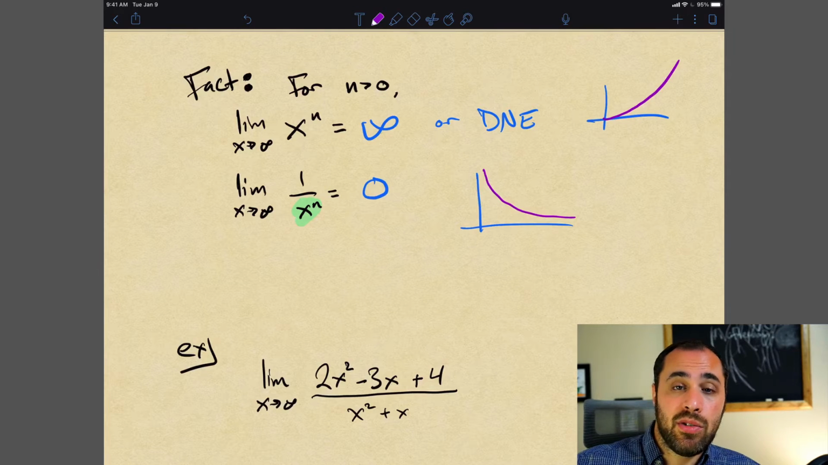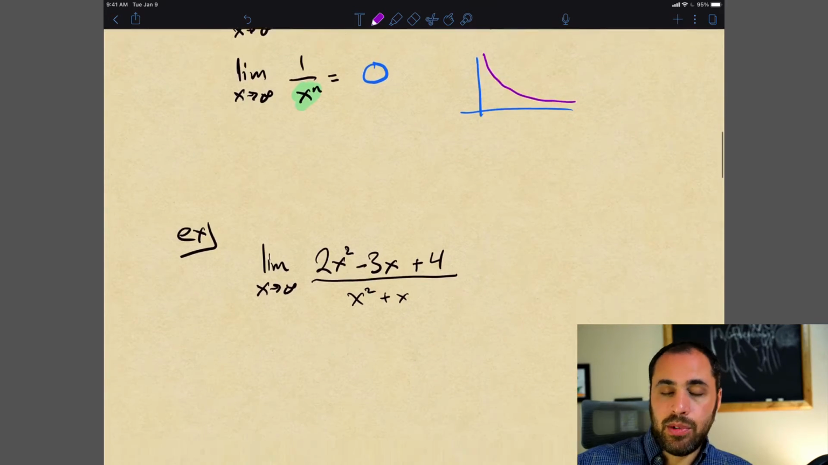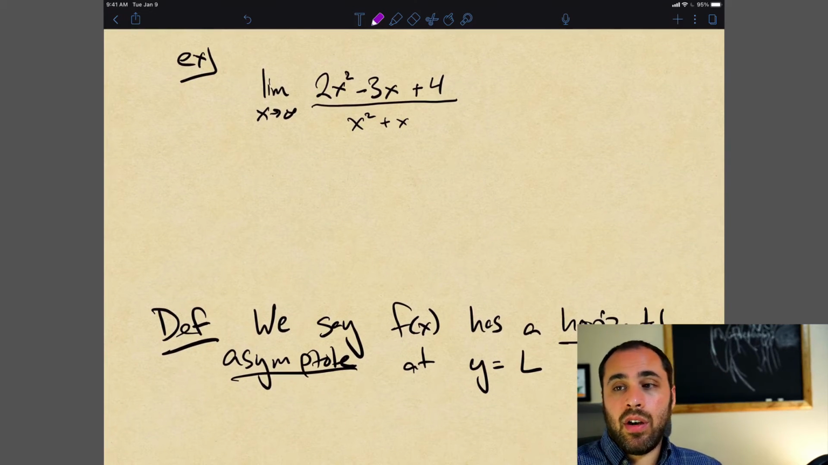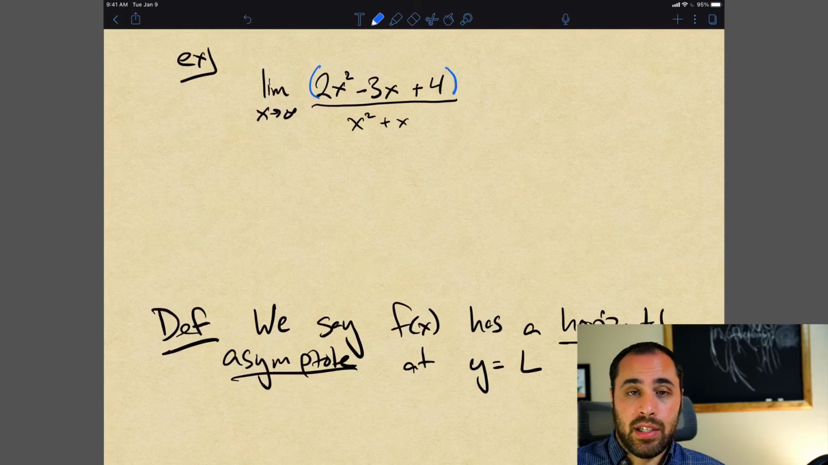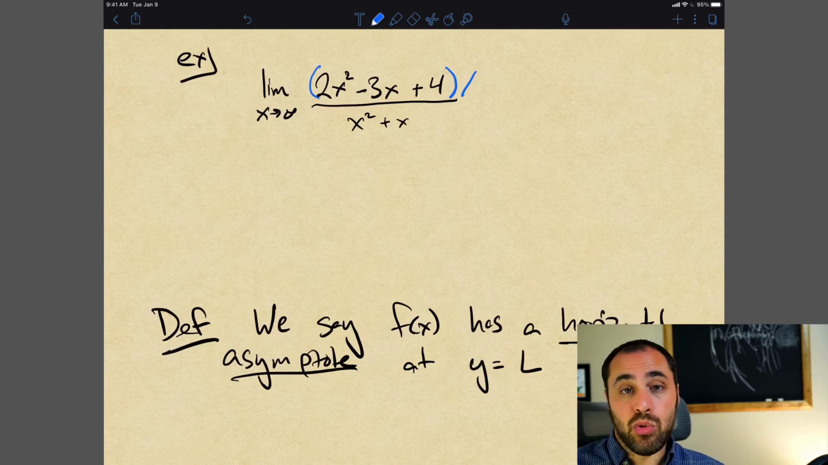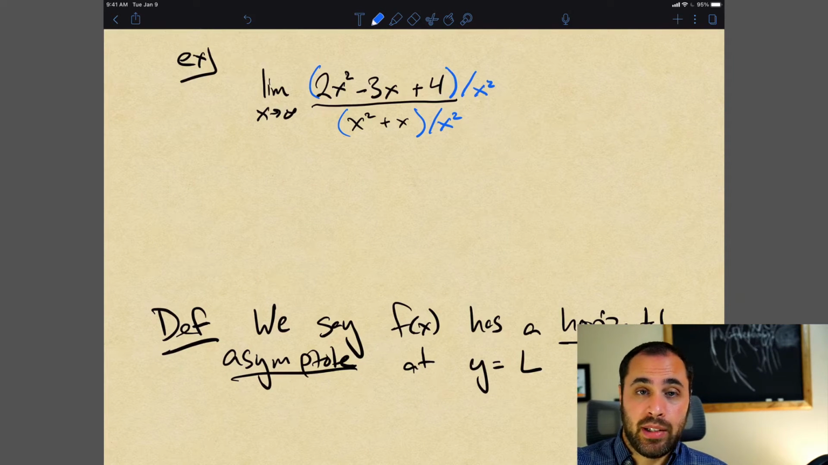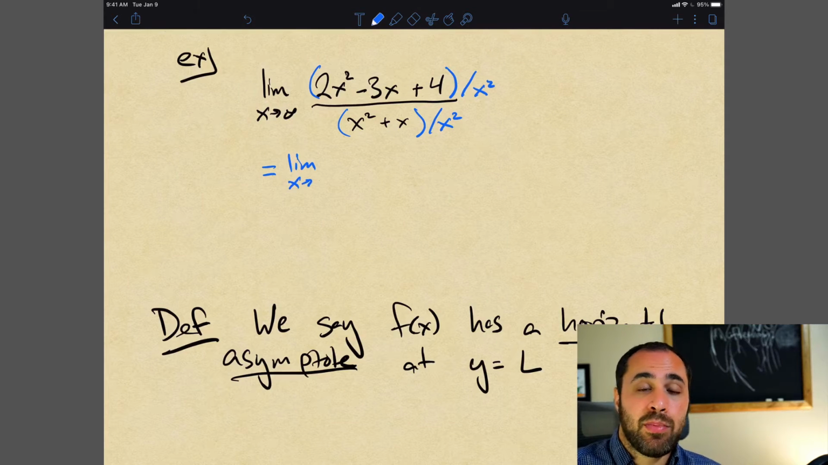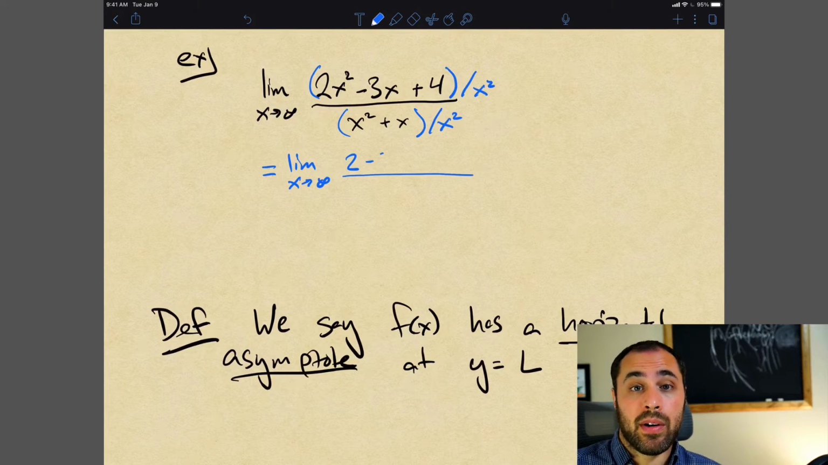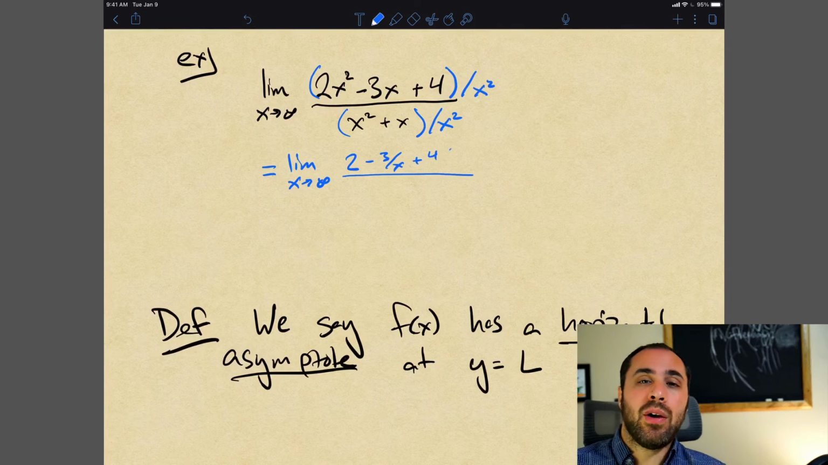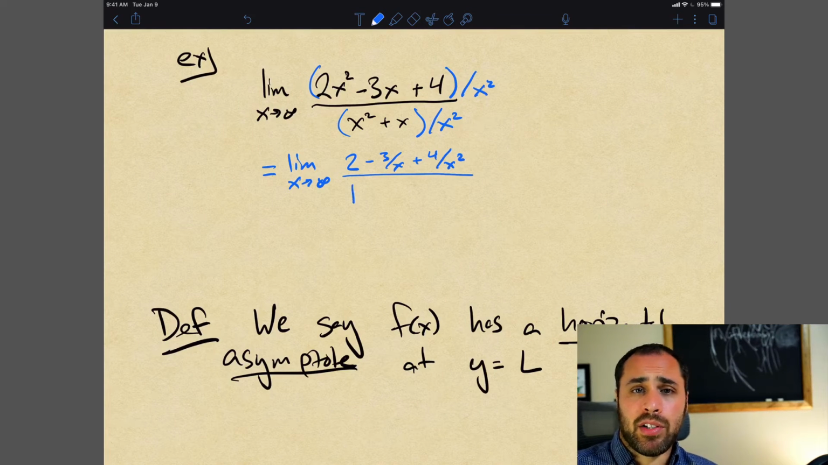So let's see how we can use these two facts. We'll take a look at this function we just saw. We know the answer is that there is a limit of 2 as x goes off to infinity, but I'll show you how we can discover this algebraically. Now, I recognize here that the highest power of x that shows up is x squared, a power of 2. So I will divide the top and the bottom of this fraction by x squared.